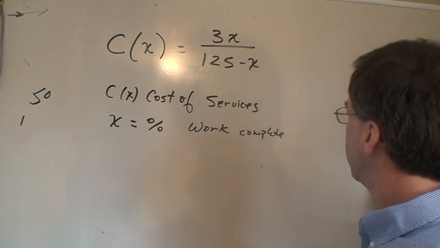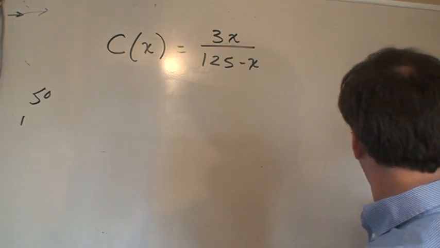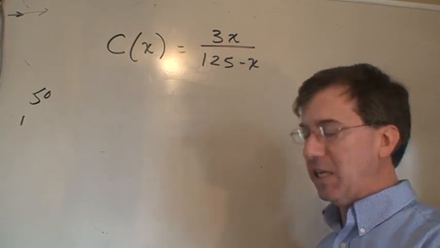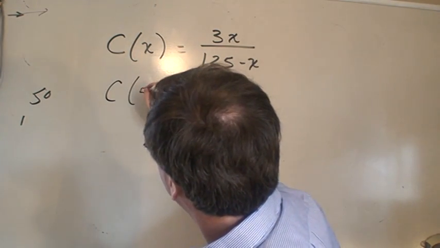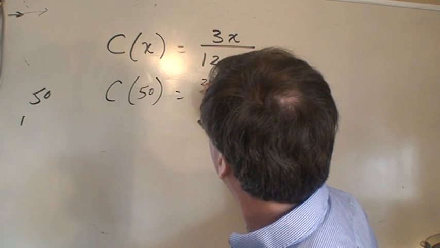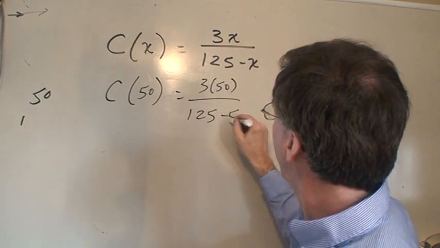So let's look at this. Let's say I am to determine what the cost of a project would be if it is 50% complete. So I would be looking for C of 50. So that would equal 3 times 50 over 125 minus 50. All right?